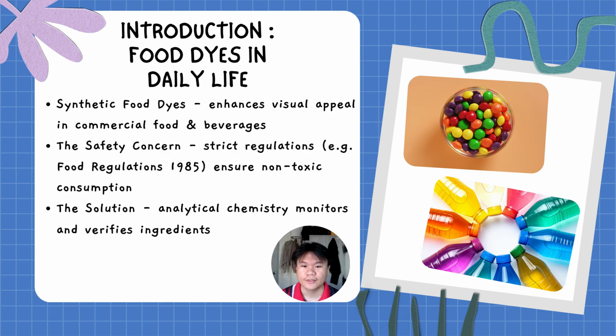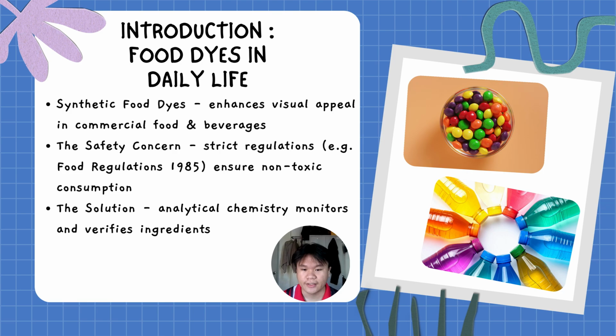If we look around the grocery store, the food and beverage industry heavily relies on vibrant colors to make products like candies, syrups, and sports drinks look appealing to consumers. However, these bright colors are often made using synthetic food dyes. Because some synthetic colorants can carry health risks if misused, they are strictly monitored by food safety authorities, such as under our local Food Regulations 1985, to ensure they are completely non-toxic and safe for us to eat.